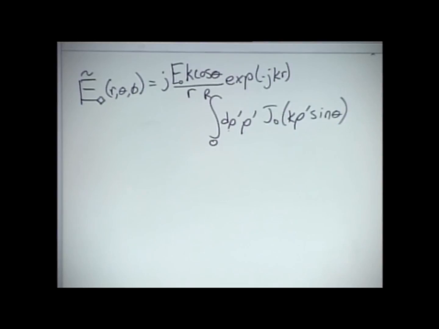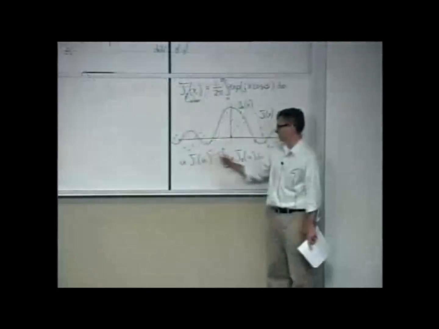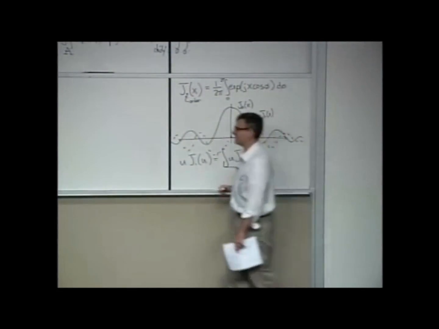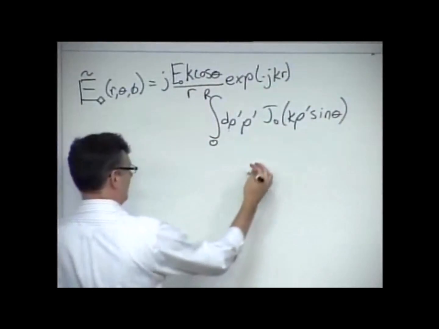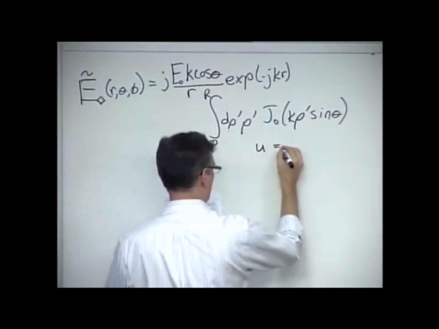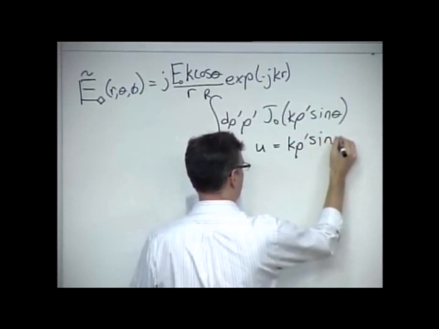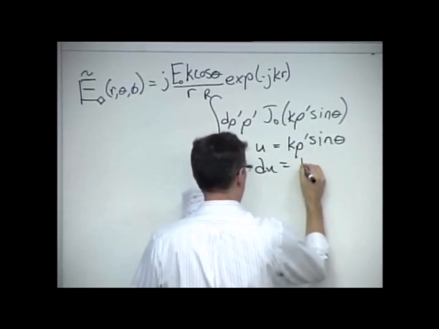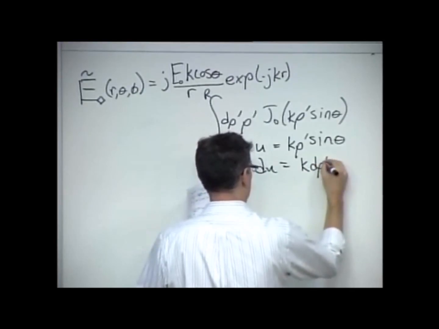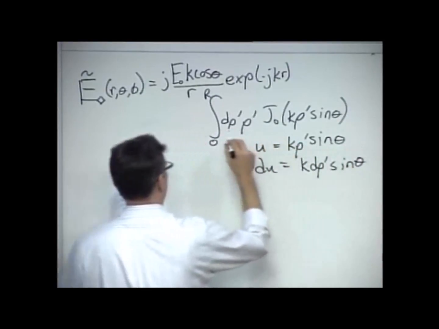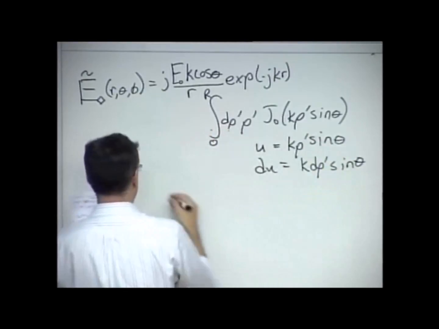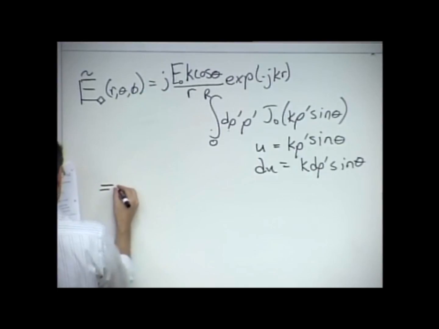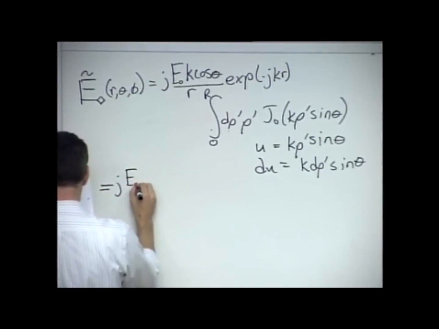It just turns a zero-order Bessel function into a first-order Bessel function. Let's go ahead and use that result. I'm going to do a little u substitution here. U equals k rho prime sine theta. du is equal to k d rho prime sine theta. That will basically turn this integral, when I plug that in, I'll go ahead and skip a few steps, let you enjoy the algebra in the privacy of your own home.